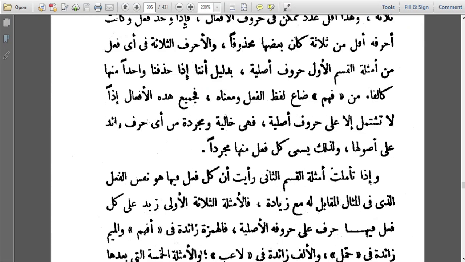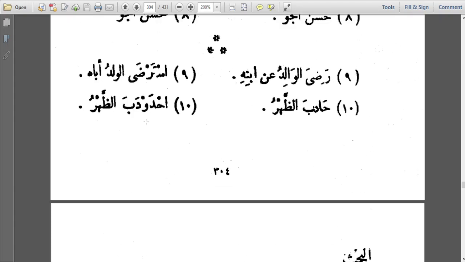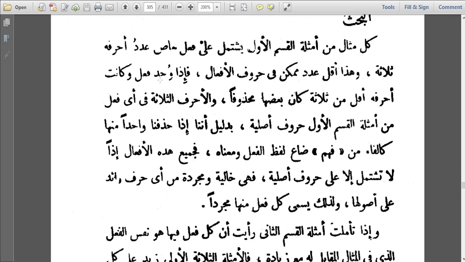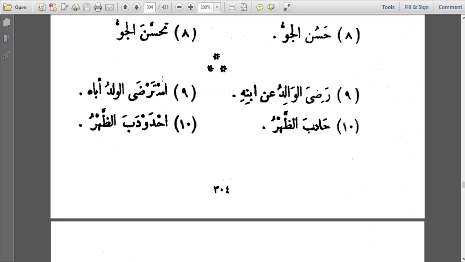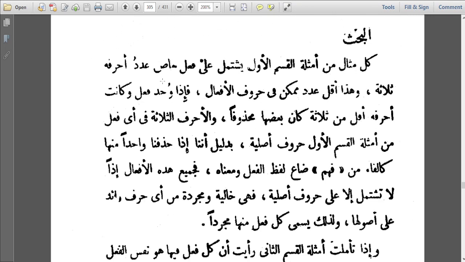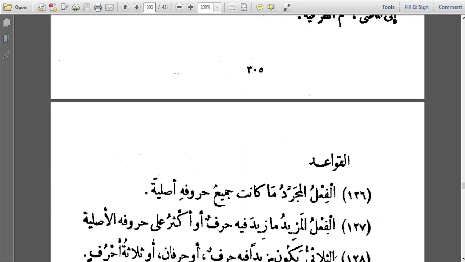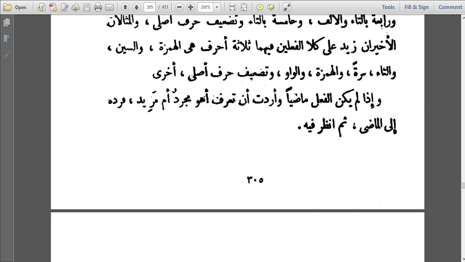Okay. So for the 6 letters, you can add 3 letters to the three radical verb and get your 6 letters. You would have the meter if'ala, and then istaf'ala, like istaghfara. Okay. And then he says, وَإِذَا لَمْ يَكُنِ الْفِعْلُ مَاضِيًا وَأَرَدْتَ أَنْ تَعْرِفَ أَهُوَ مُجَرَّدٌ أَمْ مَزِيدٌ.